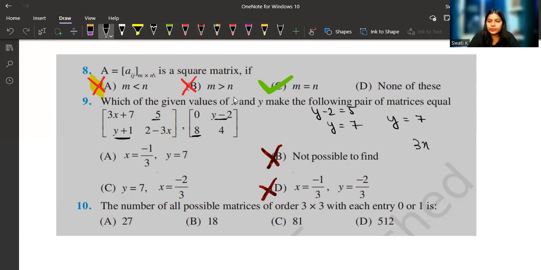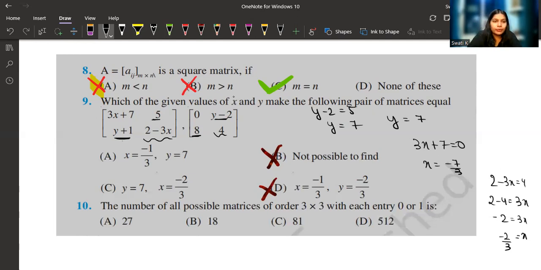So from this, clearly x will become minus 7 upon 3. Okay, so we do not have minus 7 upon 3, but still we have one more option, that is 2 minus 3x equals 4. That means 2 minus 4 equals 3x. 2 minus 4 is minus 2 equals 3x. That means x equals minus 2 upon 3. So we got the value of x, that is minus 2 upon 3.